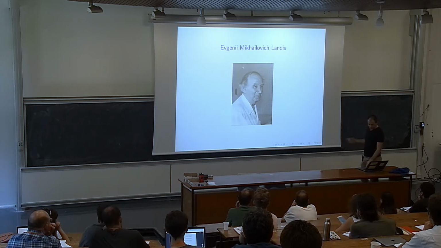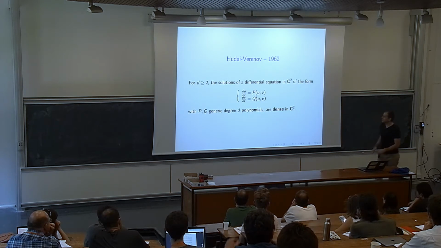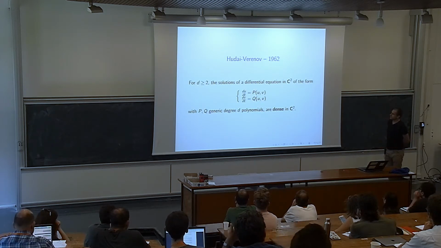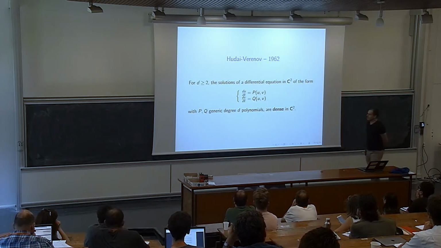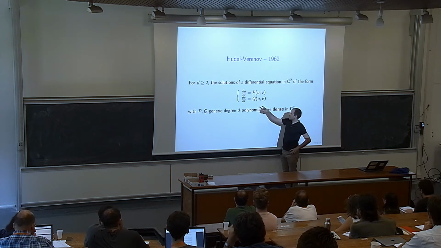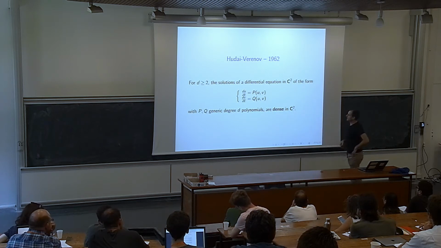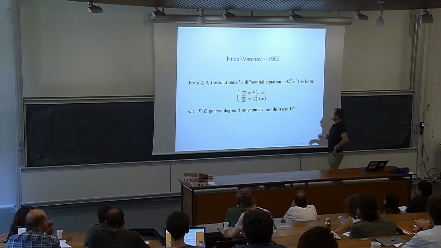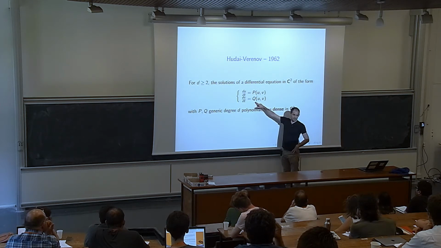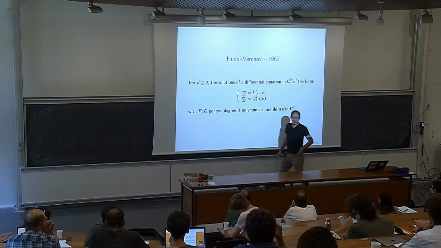So Landis, Evgeny Landis, was in Moscow in the 50s. He had two students, very smart students. The first one, Yulii Ilyashenko's colleague Kirill Kuzmenko... the first one proved the following theorem. You consider some differential equations of this form in the complex plane. So u and v are complex numbers, P and Q are complex polynomials of degree d, and you look at this differential equation with complex time also.